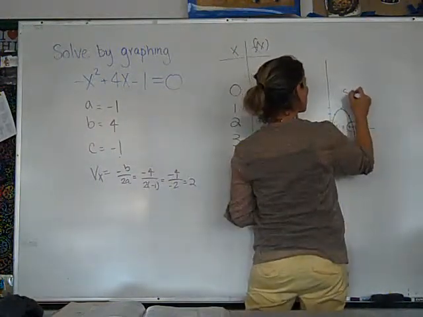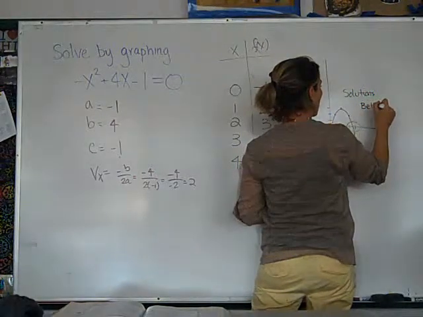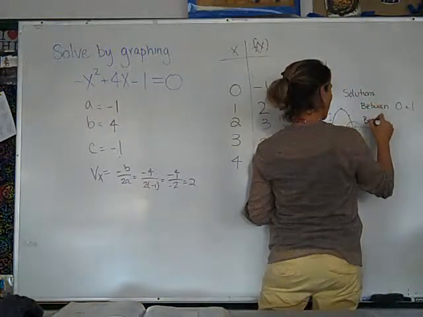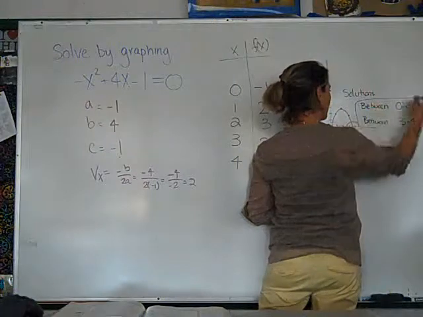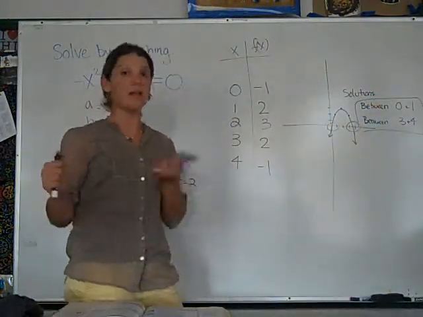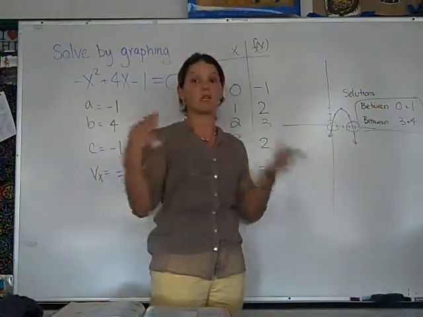So the solutions would be just that, between 0 and 1, between 3 and 4. That's if you're doing it by graphing. Obviously, if we solved it mathematically, we could come up with solutions. But by graphing, you can estimate and use the words between one and another.